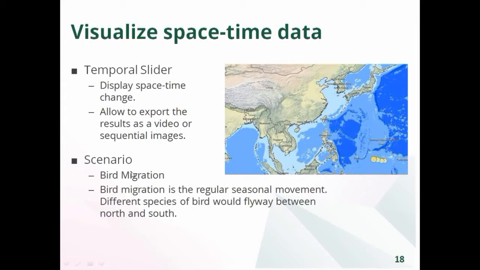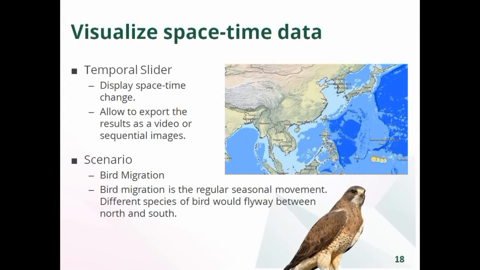Okay, and here is the scenario, the bird migration. Bird migration is a regular seasonal movement, and different species of birds will fly between north and south. If we want to know about the environmental impact of migratory birds, it is better to learn their behavior in a dynamic way. And later, I will use temporal slider to demonstrate the migration process of the Swainson's hawk.